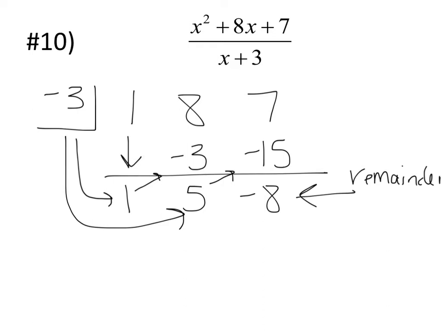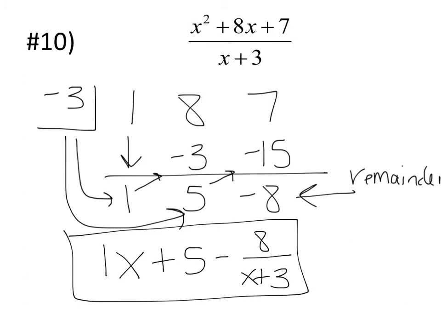So you begin with one exponent lower than what you started with. So we started with x squared, so I'm going to go 1x plus 5 minus 8 over x plus 3. And that's going to be your solution.